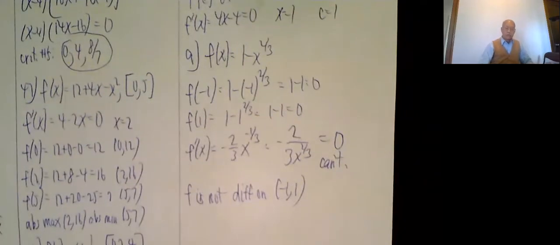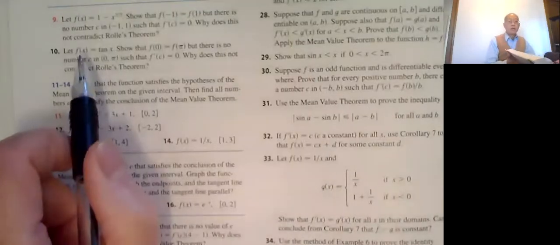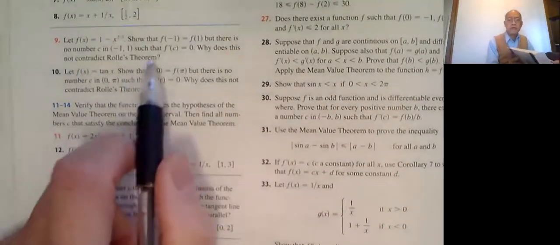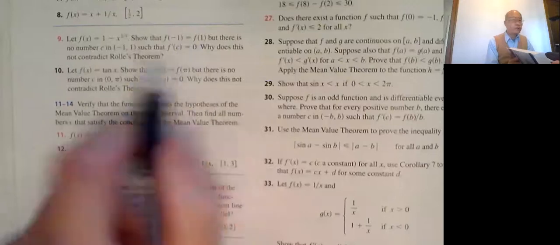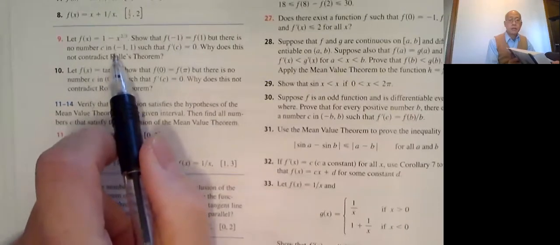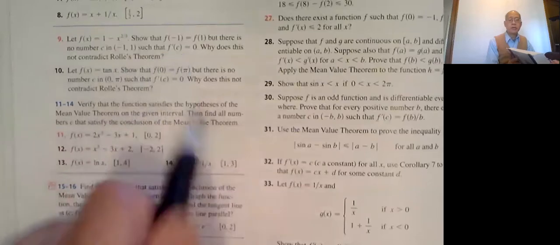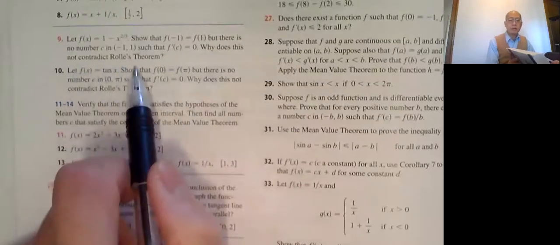Here's the next one, number 9. What does number 9 say? Let f of x equal 1 minus x to the 2/3. Show that f of -1 equals f of 1, but there's no c in the open interval from -1 to 1 such that f prime of c is equal to 0. Why does this not contradict Rolle's theorem? So what does that mean?